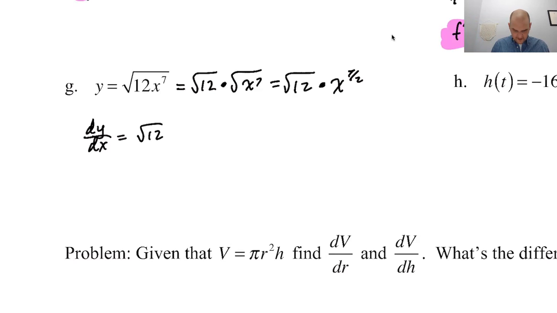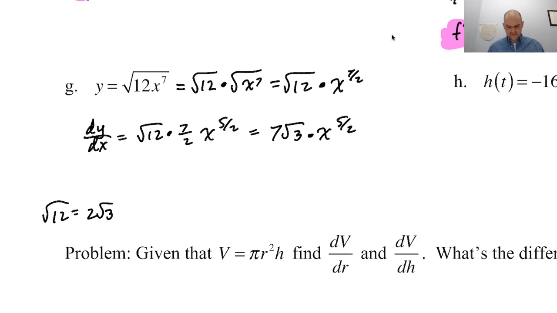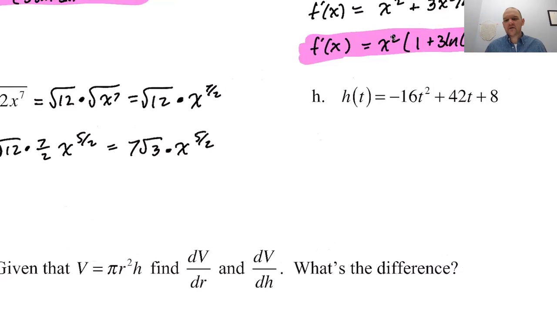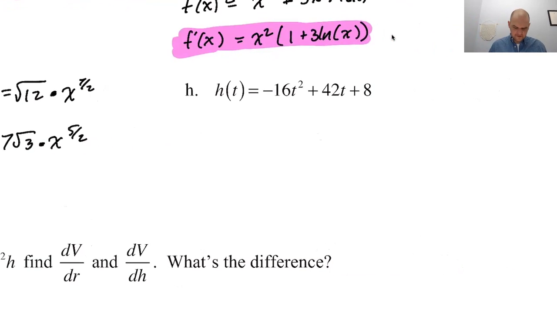So constant multiple, radical 12 times, what are you? It's supposed to be a 7. 7 halves x to the 5 halves, which, I don't know how the calculator is going to run. So radical 12 is actually 2 root 3. So maybe this will look like 7 root 3 times x to the 5 halves. That's my guess as to what the calculator will do. It doesn't matter. We're not beholden to the calculator, but you want to see.